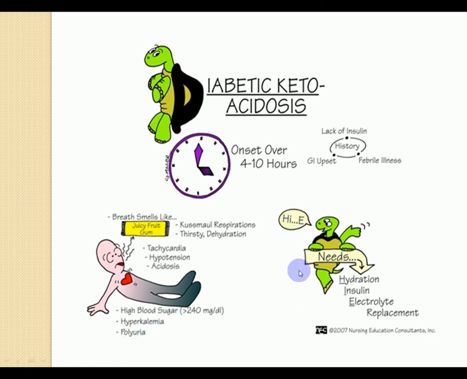So what do they need? They need high E. So how do you fix ketoacidosis? I give them a high E. They need hydration, insulin, and electrolyte replacement in the form of potassium. Hydration, insulin, and electrolyte replacement, so the high E.